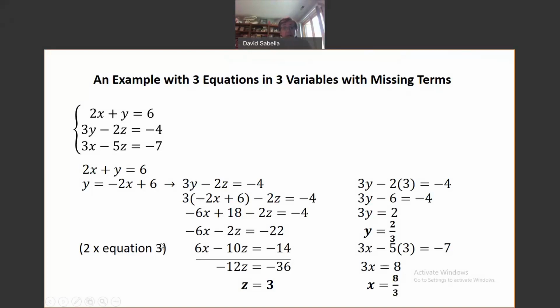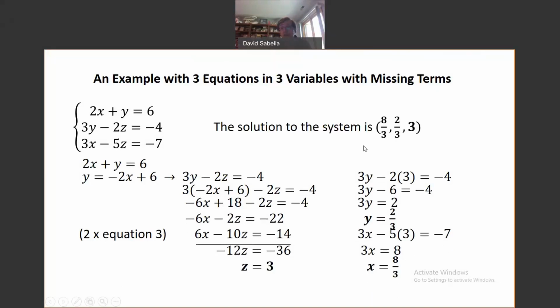I've got my z value, I've got my y value, I've got my x value. So my solution to the system is 8/3, 2/3, and 3. And that is how you solve a system of 3 equations and 3 variables when you're missing some terms.